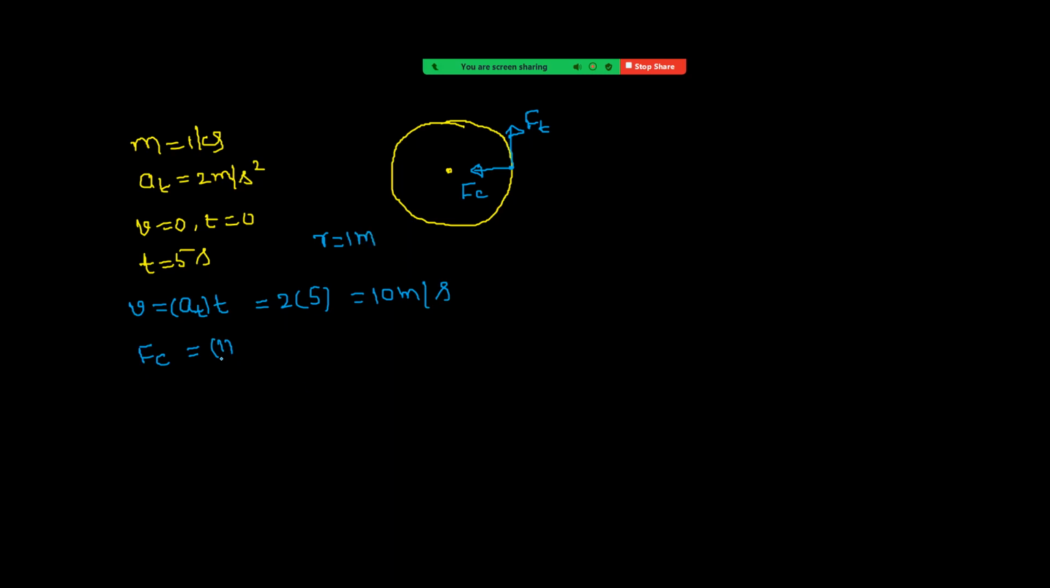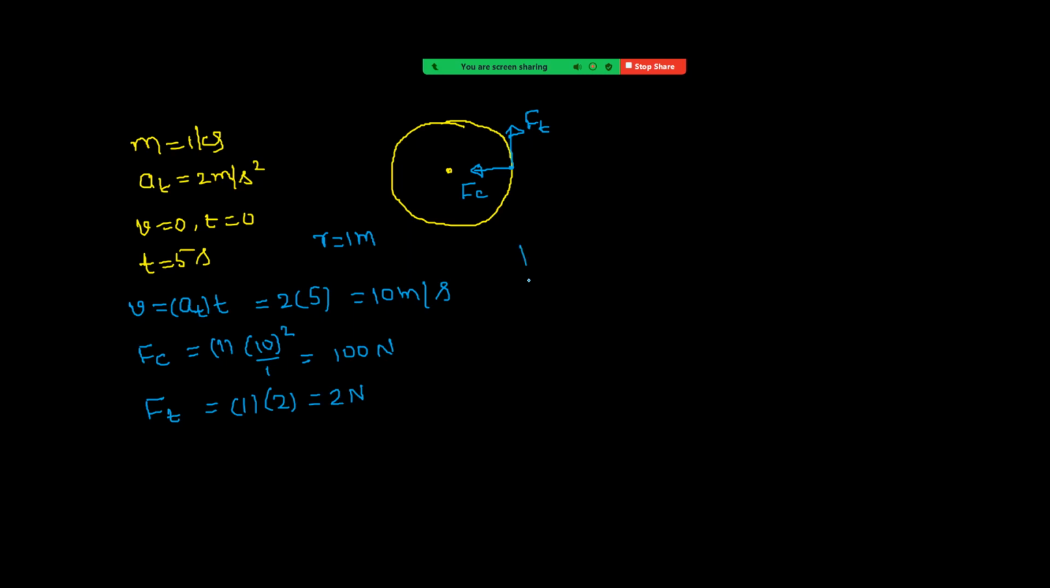Then centripetal force, mass into centripetal acceleration v square by r. V square is 10 square, r value is 1. So m into v square by r is equal to 100. Okay. Next, tangential force. Tangential force equal to mass into tangential acceleration, and that is given as 2. So 1 into 2 is 2 Newton.